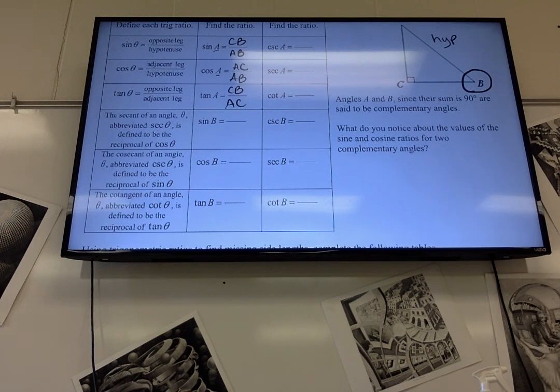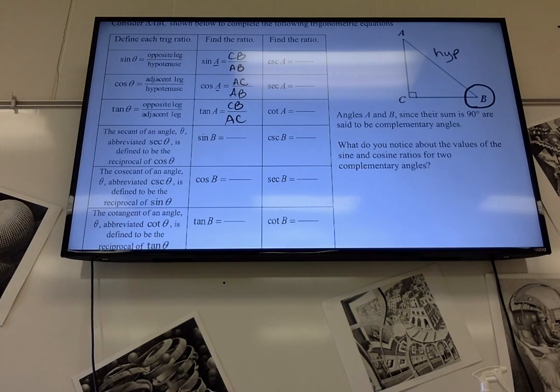Let's see. Kendrick, what's the opposite side then, if I'm talking about angle B? AC, yes. So then the other side is the adjacent. So it changes. So you have to pay attention to what angle you're looking at. So what would sine of B be? Cameron? Sine of B, so it would be opposite over hypotenuse, so it would be AC over AB. Yes.